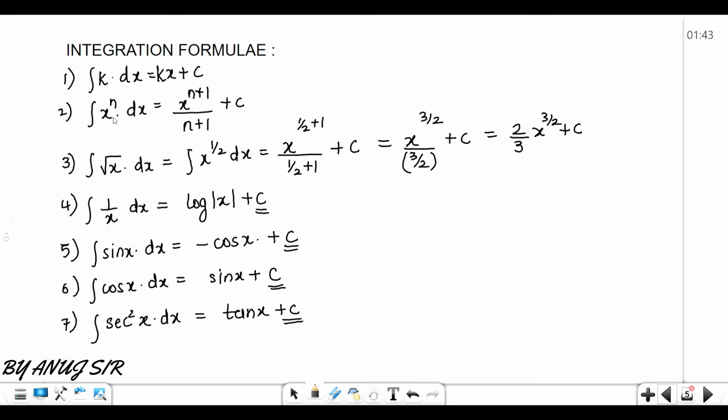Next, integration of x to the power n. You have variable x and a power of n, so that will be x to the power n plus 1 upon n plus 1. The same power becomes the denominator, plus c.